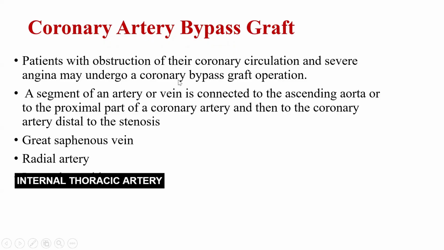CABG, coronary artery bypass grafting, is done to bypass the obstruction of coronary circulation, and a segment of artery or vein is connected to the ascending aorta or to the proximal part of the coronary artery, and then to the coronary artery distal to the stenosis. Normally, the great saphenous vein is taken for this purpose, and recently the radial artery and internal thoracic arteries are also used for this purpose.